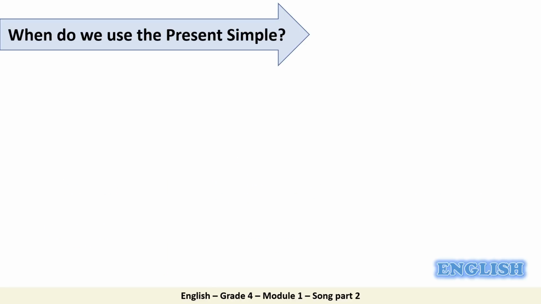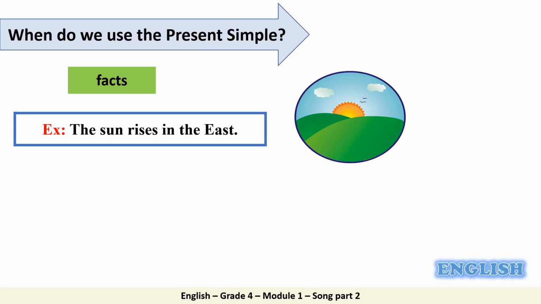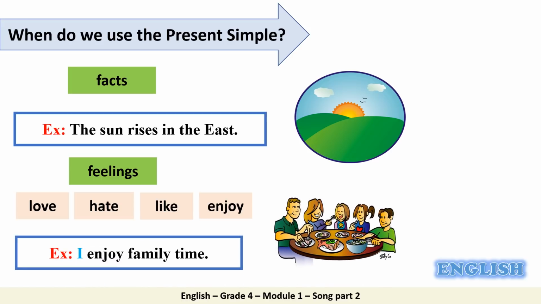So, when do we use the present simple? We use the present simple when we talk about facts, things that cannot be changed. For example, the sun rises in the east. We cannot change that. And also we use it when we talk about feelings, things we love, hate, like, or enjoy. For example, I enjoy family time.